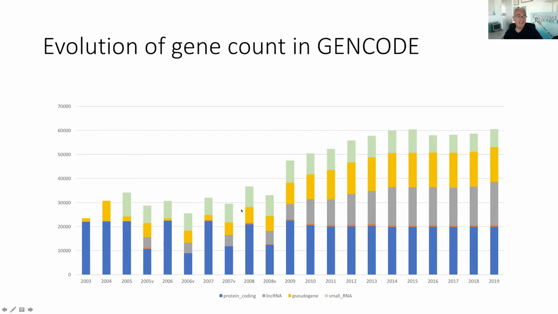Actually, if anything has happened, we have fewer protein coding genes now than we had in 2003. It's not that we have lost them. I mean, we have fewer annotated protein coding genes now than in 2003.